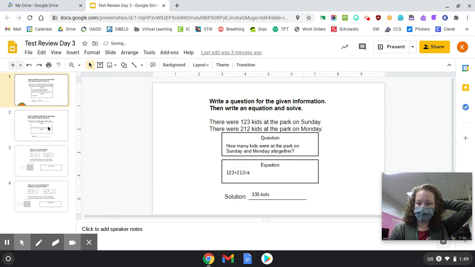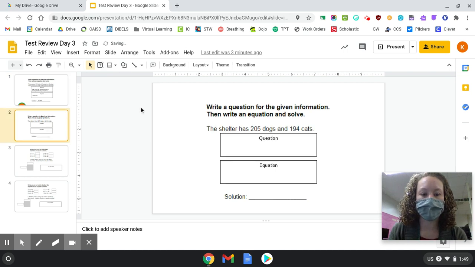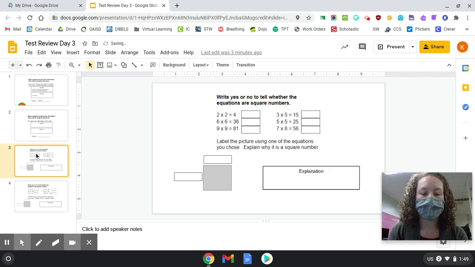All right, so you're going to try that on slide 2. Your information is the shelter has 205 dogs and 194 cats. So what question could you ask based on that? And then you're going to write an equation and solve it. All right, your other job today is to do this problem.